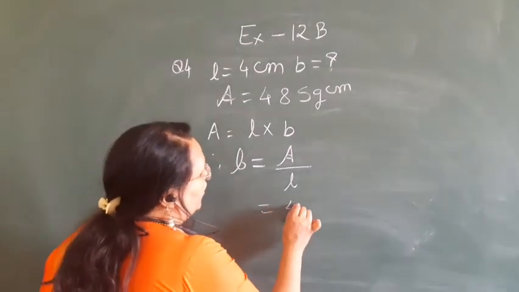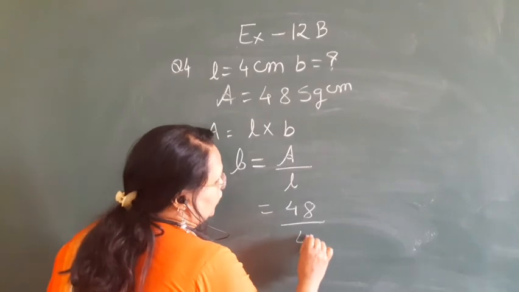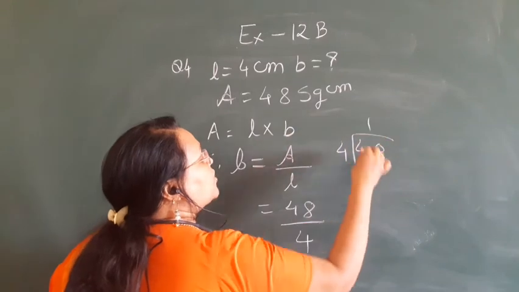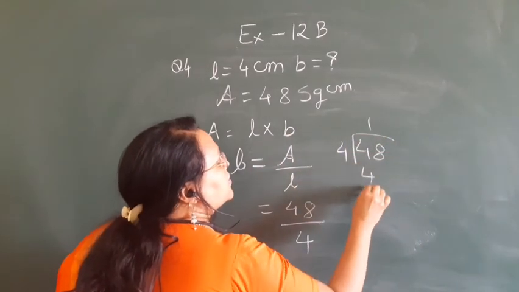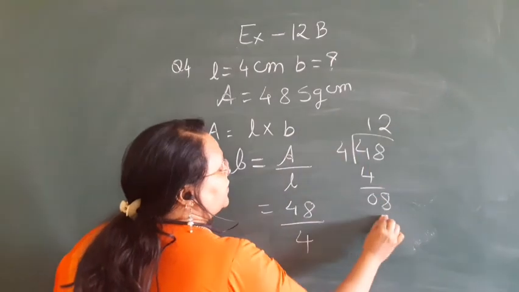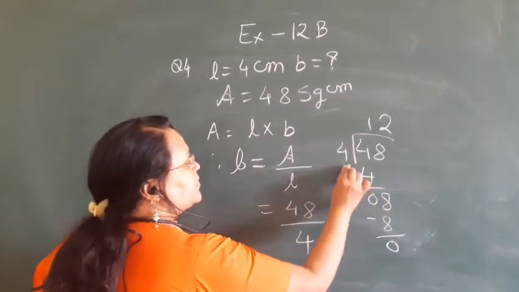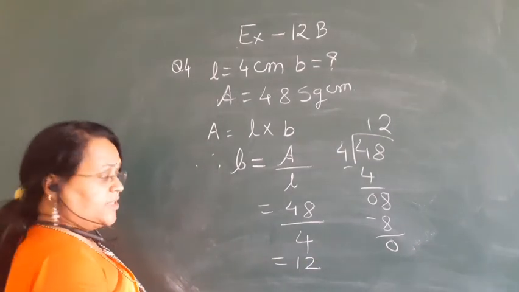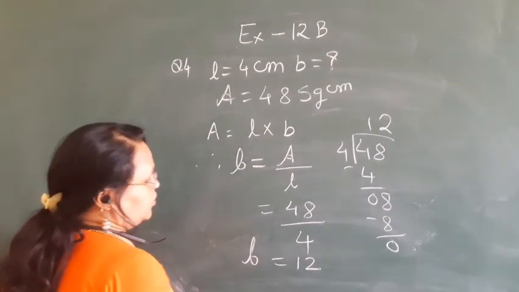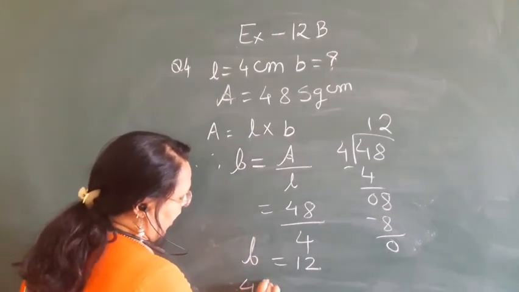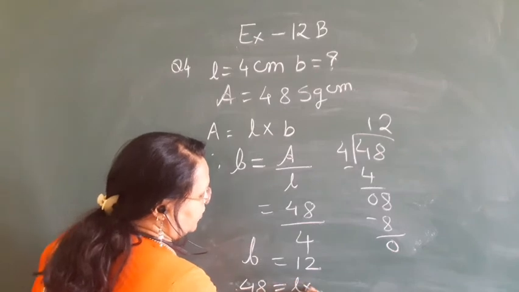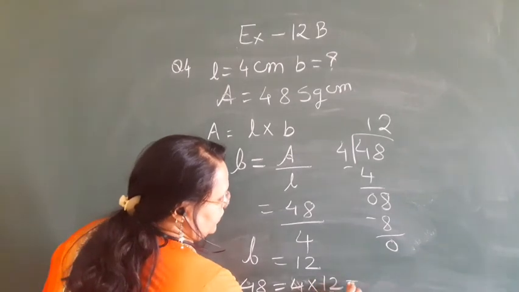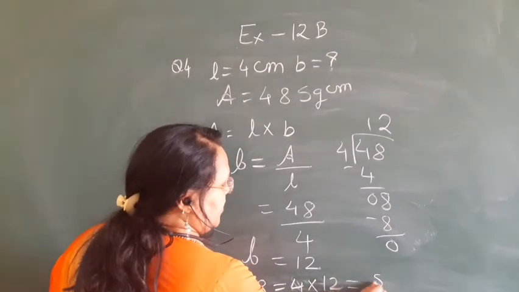It means 48 divided by 4. 48 divided by 4: 4 ones are 4, then 8, 4 2s are 8. It means it is 12. Got this? So, breadth equals 12. It means area is 48, and length into breadth is 4 into 12, which is 48.